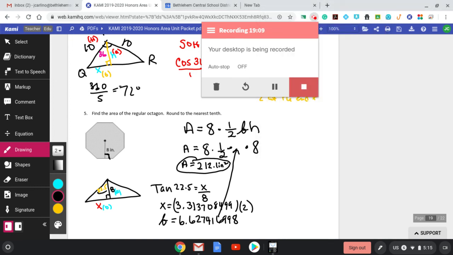And then I said, all right, the side I'm trying to find is opposite. The side of 8 I was given was the adjacent side, so with O and A I used tangent, and that's why I set up this formula here. Tangent of 22.5 equals opposite over adjacent. Figured that out, it was 3.31 and change, but I needed to double it to get to the full base, which was 6.6 and change. And then I plugged that back into the formula, multiplied all my values, and ended up with 212.1. Okay, so there we go for that one.